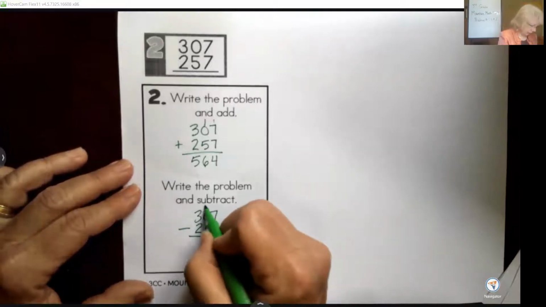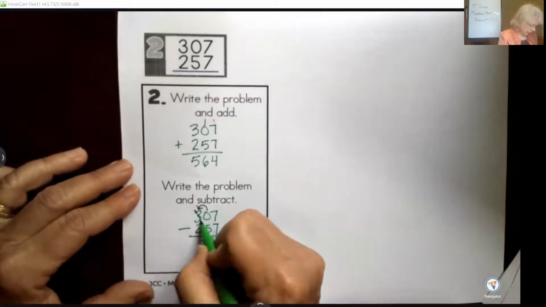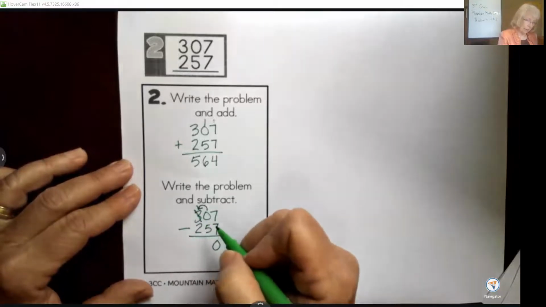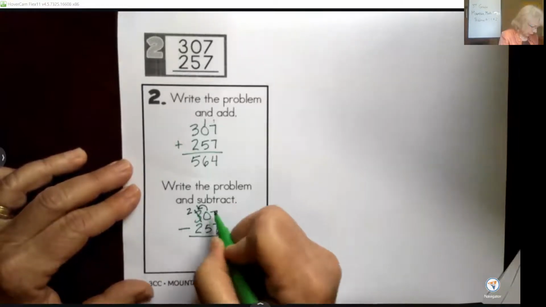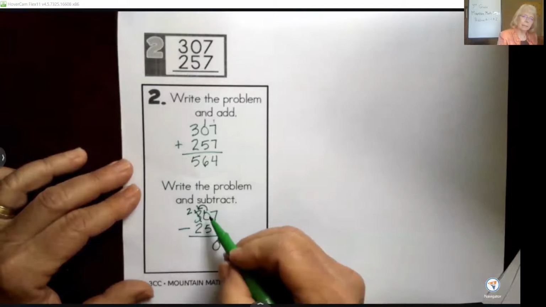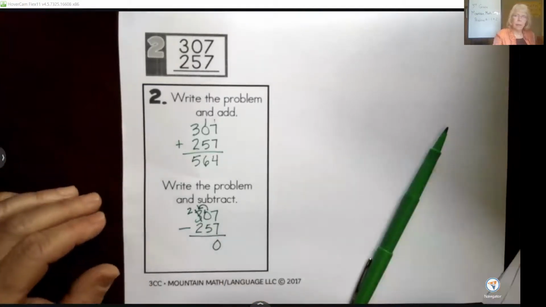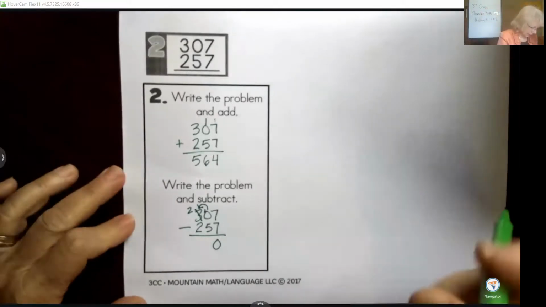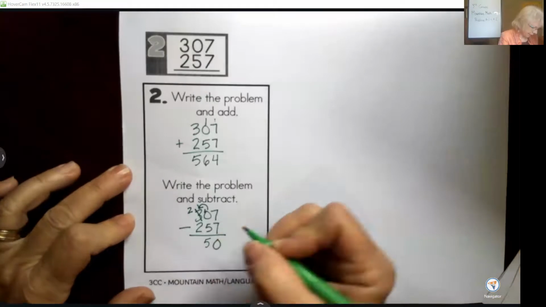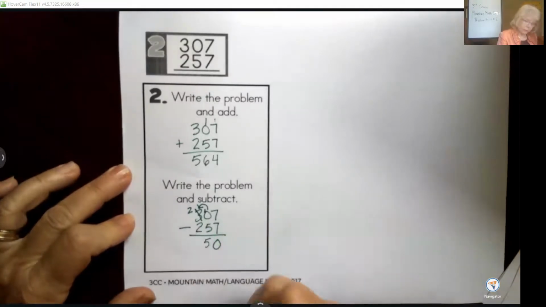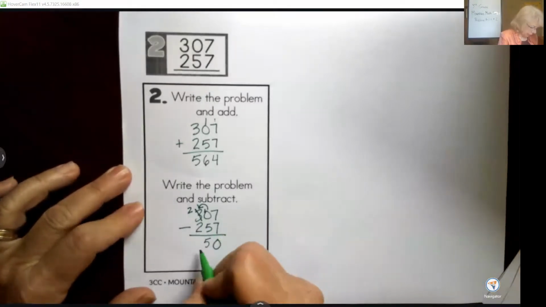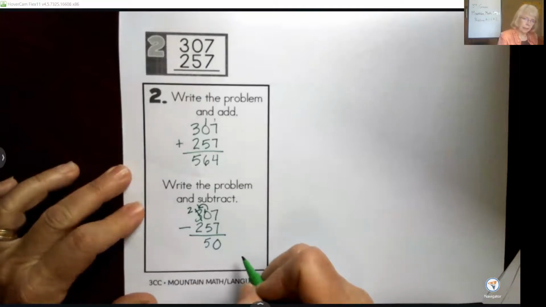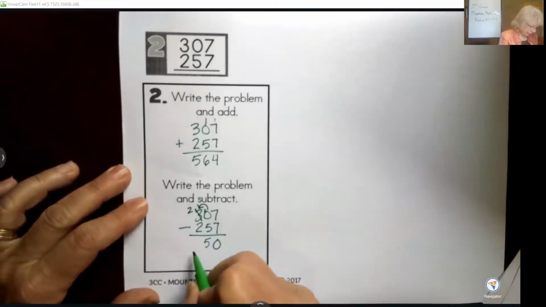So I'm going to have to go next door, knock on the door, ask Mr. 3, can I borrow 1? And he says, sure. Loans 1 back. And now I have 10 take away 5. 5 counting up, 6, 7, 8, 9, 10. I get to the difference of 5. Then I have 2 take away 2 is 0 or nothing, so I don't need to put that there. And my answer is 50.